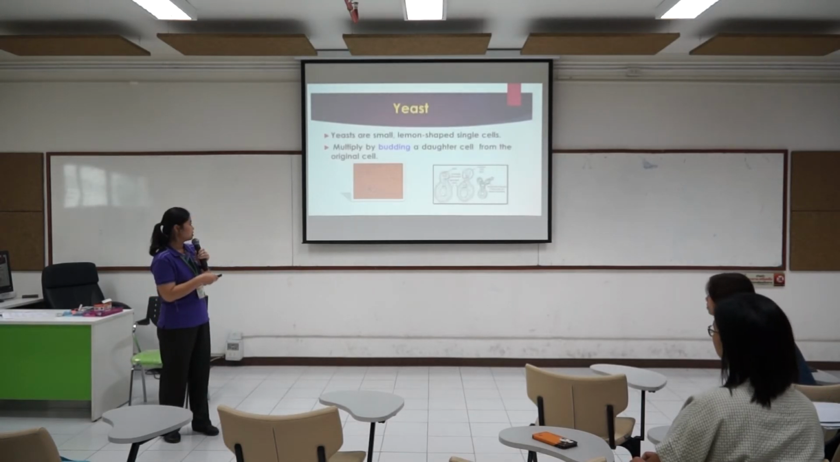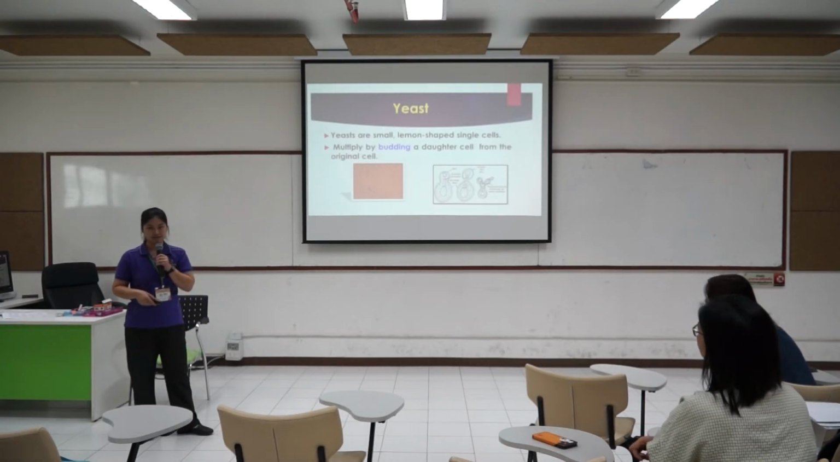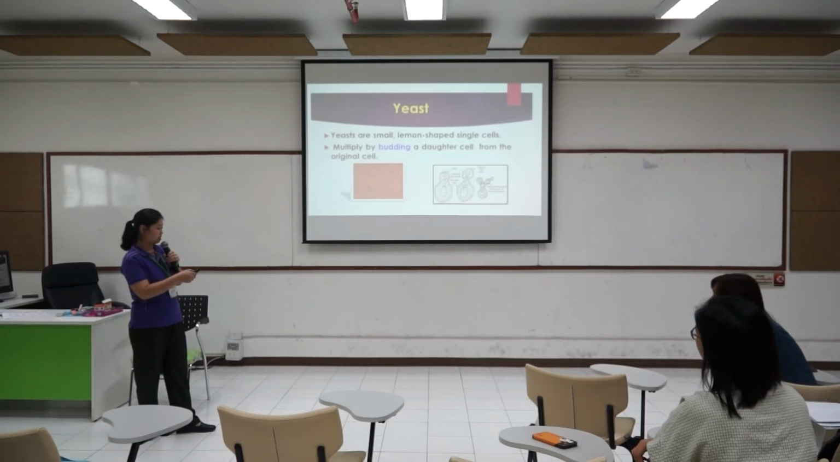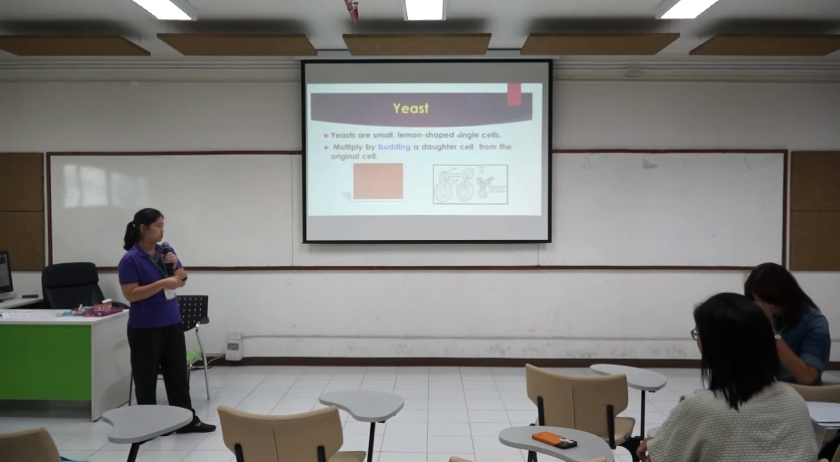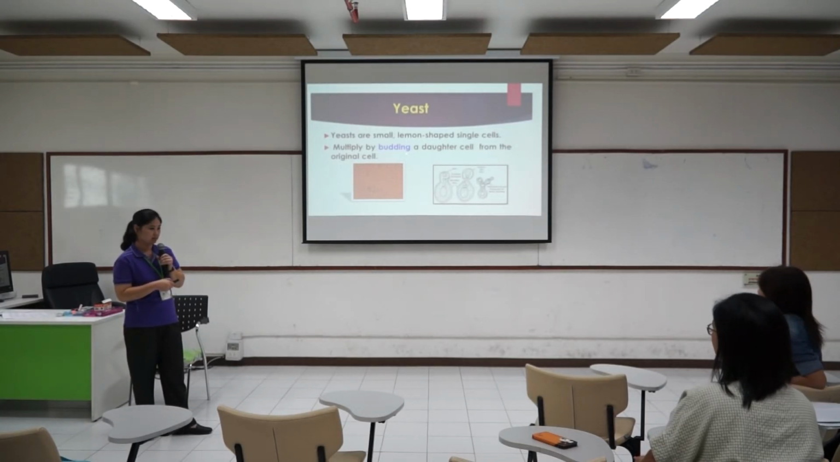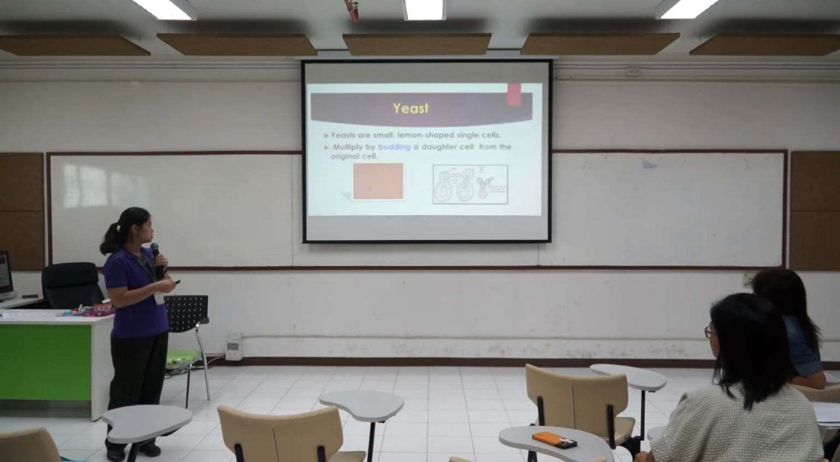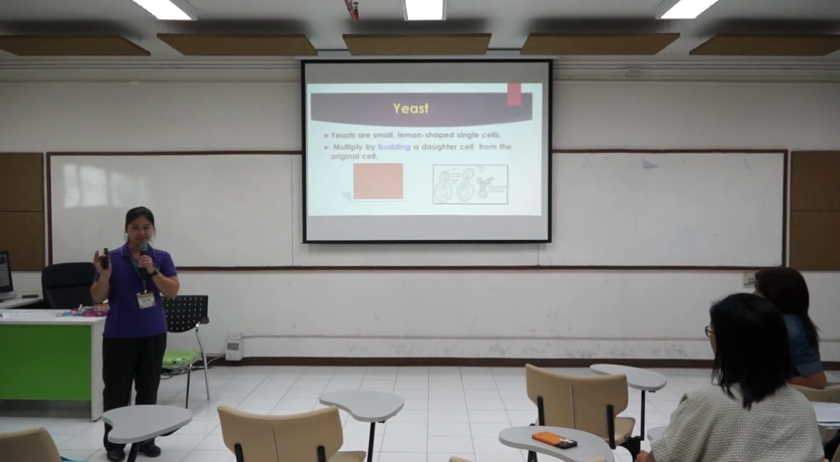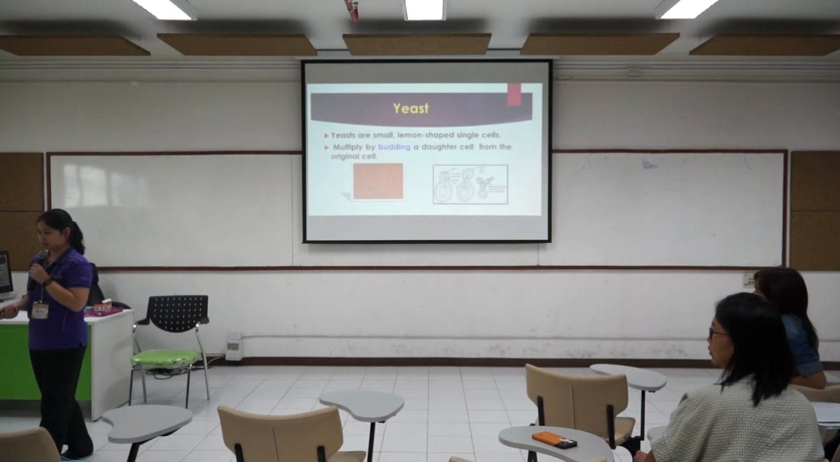Alright, go to the next. And the last member of fungi is yeast. We will learn that yeast is a single cell, small, and some species have a lemon shape and can reproduce or regenerate by budding. How do you use this word budding? The definition of budding is giving birth. Budding, giving birth? Yes. Correct.